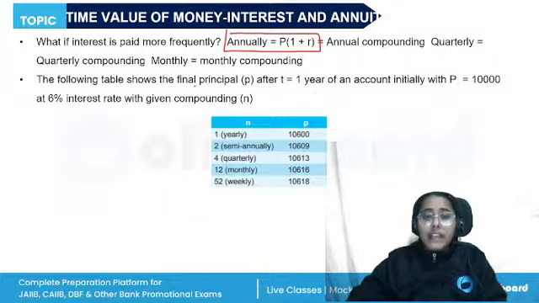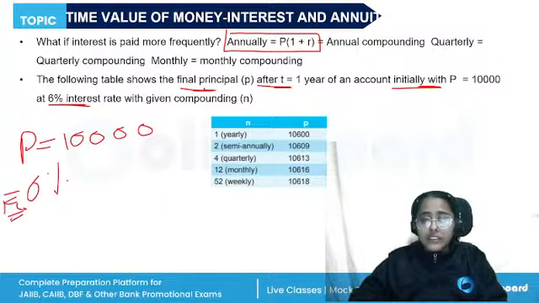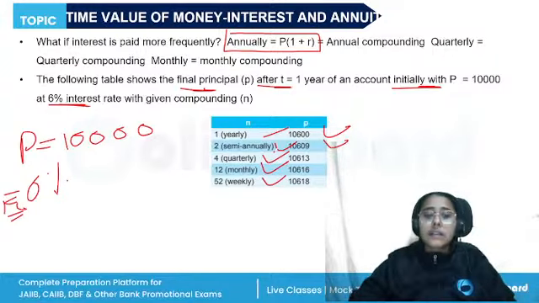So what is the final principal after 1 year on an account initially with a principal of 10,000 at 6%? We are saying that the principal is 10,000 and a 6% interest rate is there. If we go on compounding yearly, semi-annually, quarterly, monthly and weekly, these will be our results. We can simply calculate the compound interest yearly, semi-annually, and quarterly. Right? So this is the time value of money.